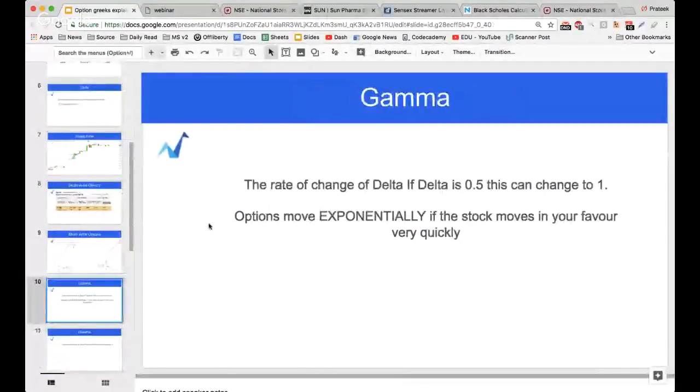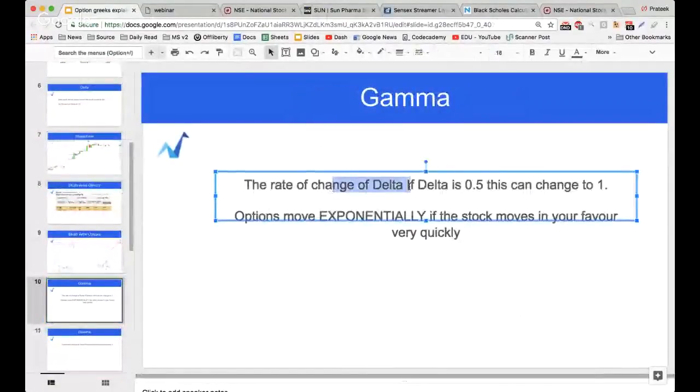Gamma, it calculates the rate of change of delta. My God, sounds confusing, but it's actually not. It means that if the delta is 0.5, the delta can one day change to 1 also, right? So for every 1 rupee, right, the delta can change to 1. This happens if the stock moves exponentially in your favor very quickly.